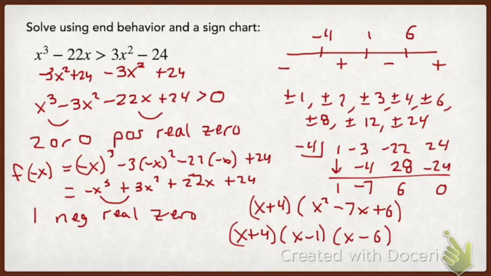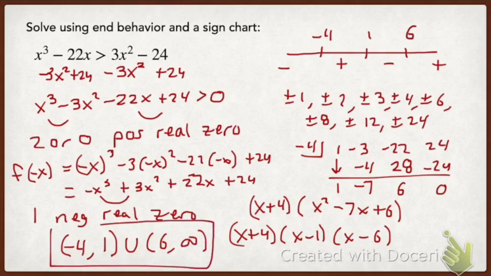Now we just see where our solution is. We want to see where we are greater than 0. Where do we have positive signs on our sign chart? And this time we just have the greater than symbol. There is no equal bar. So we do not include the zeros. So it's negative 4 to 1, union 6 to infinity. This is my solution for this inequality.